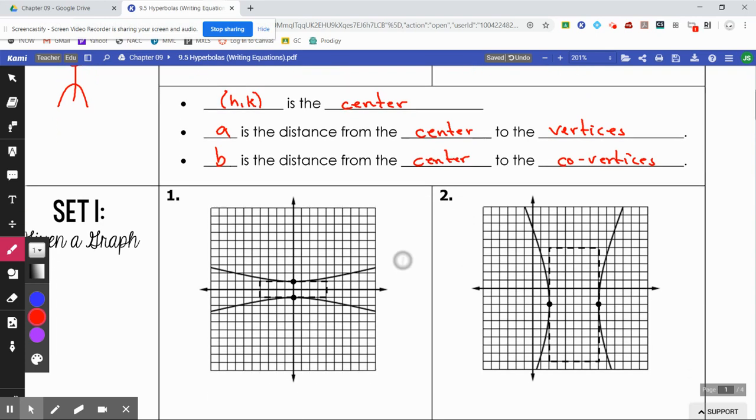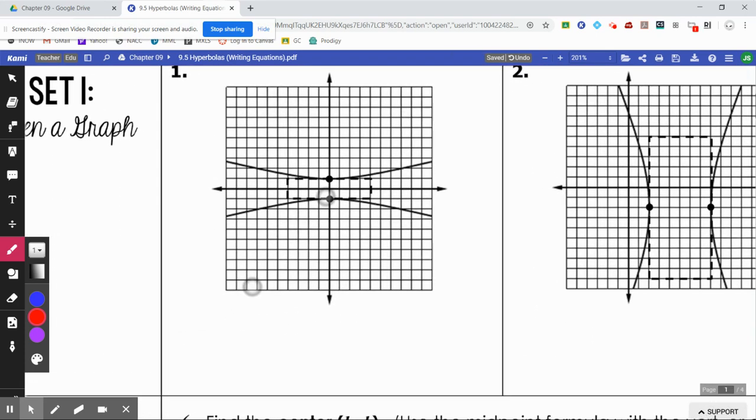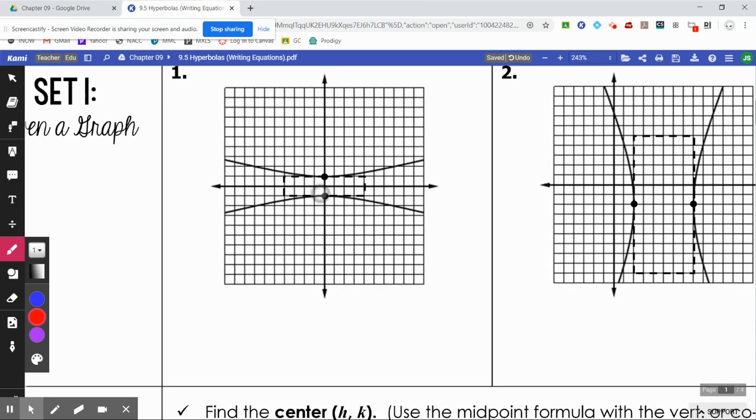So let's try to work one of these problems. Problem number 1, if we're given a graph. Now, first off, we need to determine if it's horizontal or vertical. Notice here that this line is vertical, so therefore this would be a vertical hyperbola, so the y stuff is going to be listed first. So you're going to have the y stuff squared over whatever minus the x stuff squared over whatever is equal to 1. That's going to be the basic form.